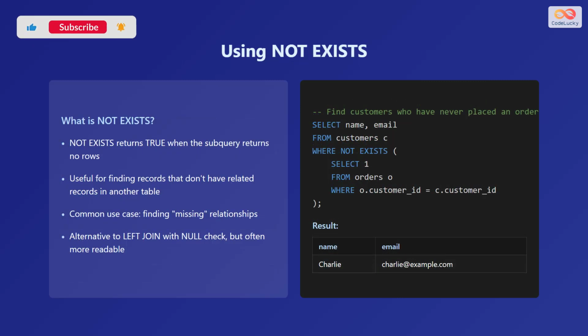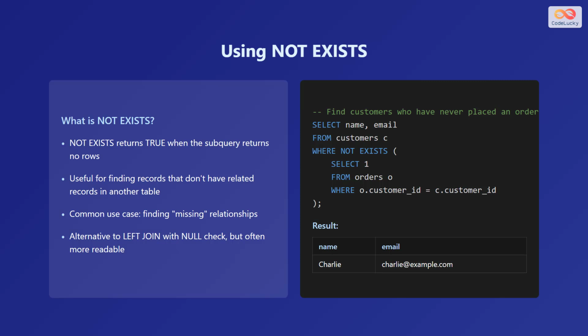Let's explore using not exists. Not exists returns true when the subquery returns no rows. It is useful for finding records that don't have related records in another table. A common use case is finding missing relationships. It is an alternative to left join with null check, but often more readable.